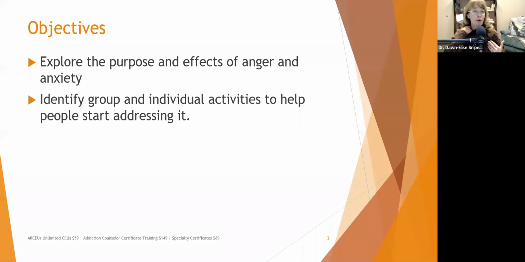I really want to focus more on what are some creative interventions that we can use in group or individual session instead of just lecturing to people or giving them a handout to read. So we're going to briefly explore the purpose and effects of anger and anxiety, and then identify group and individual activities to help people really start addressing it.